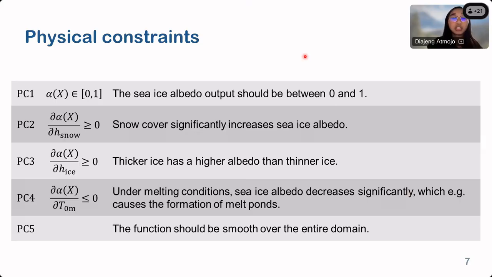After we generated some equations using Python, we also want to check whether they are physically consistent. For that, we formulated the following physical constraints. The sea ice albedo output should be between 0 and 1. Snow cover significantly increases sea ice albedo. Thicker ice has a higher albedo than thinner ice. Under melting conditions, sea ice albedo decreases significantly, which, for example, causes the formation of melt ponds. And last but not least, the function should be smooth over the entire domain.